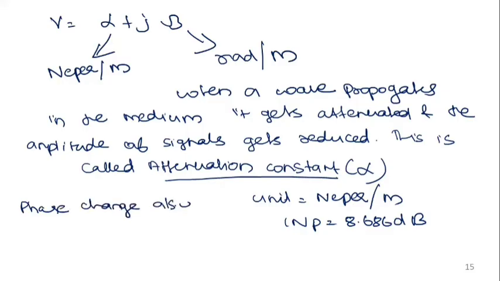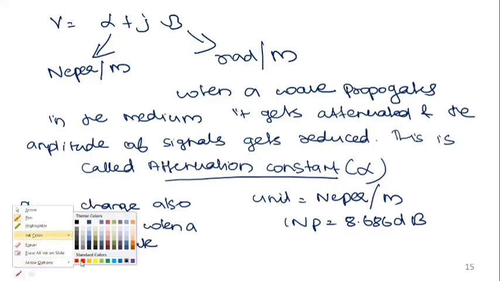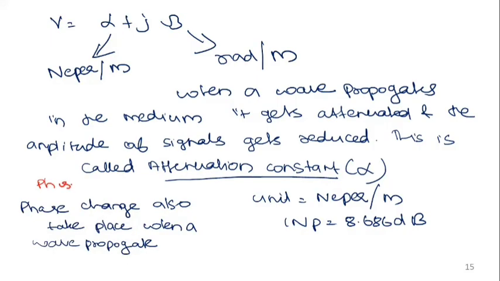Phase change also takes place when a wave propagates. That constant is described by using the letter beta, that is the phase constant. You will study these things in detail when you study the transmission line. In the transmission line, how the electromagnetic waves are moving, at that time you will understand more in detail about these things that take place when a wave propagates. So unit is radian per meter.